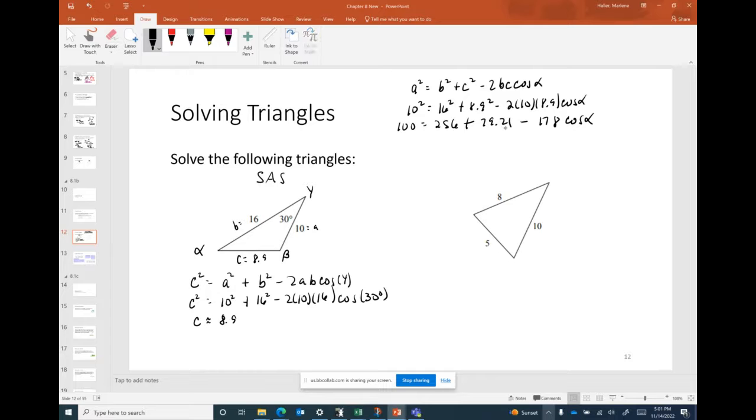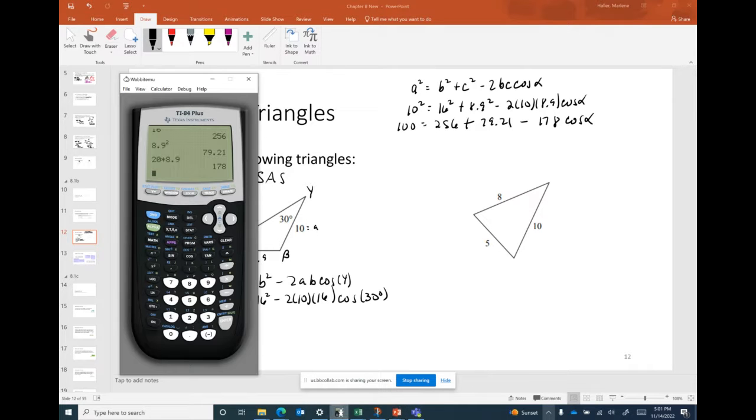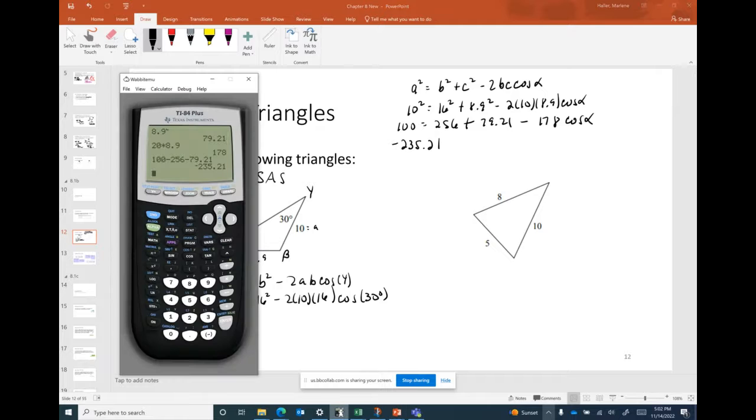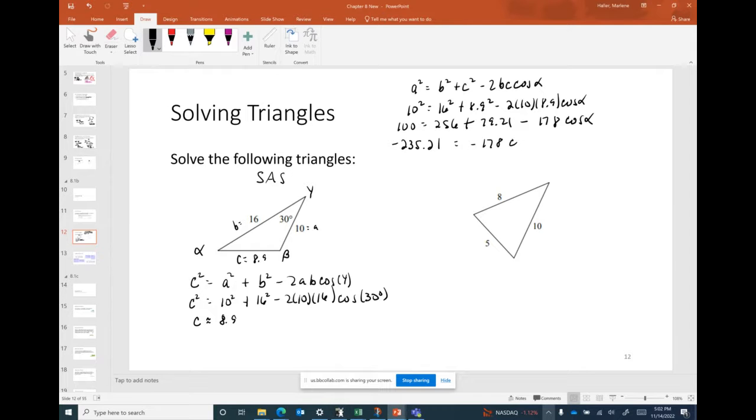So let's subtract the 256 and the 79.21, and then divide by the negative 178. So 256 plus 79.21 is negative 235.21. So then that's going to be equal to negative 178 times the cosine of alpha. If we divide both sides by negative 178, we'll have the cosine of alpha.